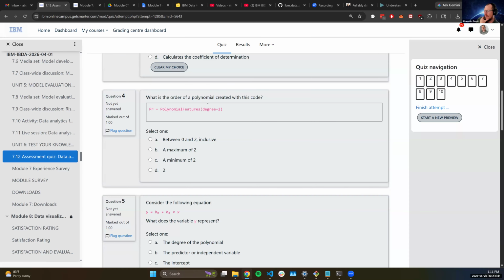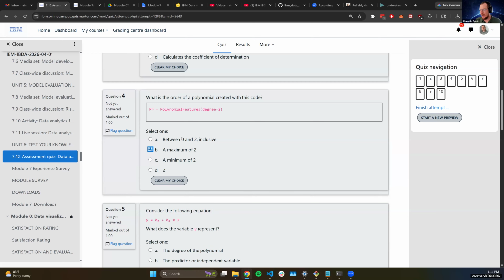What's the order of a polynomial created with this code? It's going to create your x to the first power and x to the second. So it's a maximum of 2. It doesn't do 0. That's not really a thing, that's just your constant. It's not a minimum of 2, and it's not 2 itself. It'll do both x to the first and x squared. So it should be a maximum of 2 there.